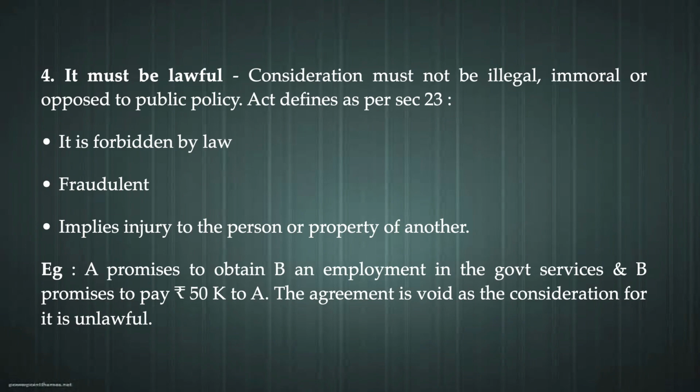If that is the return in the contract, then it is going to stand as void or unlawful in the eyes of the court. Or injury to the property of another. So if A is entering into the contract with B telling, I'll pay you rupees 50,000 if you cause damage to Mr. C's property. Now here, what is the consideration, what is the promise A is telling? I'm ready to pay you rupees 50,000, but only if you are ready to damage the property of Mr. C. Is that right in the eyes of law?